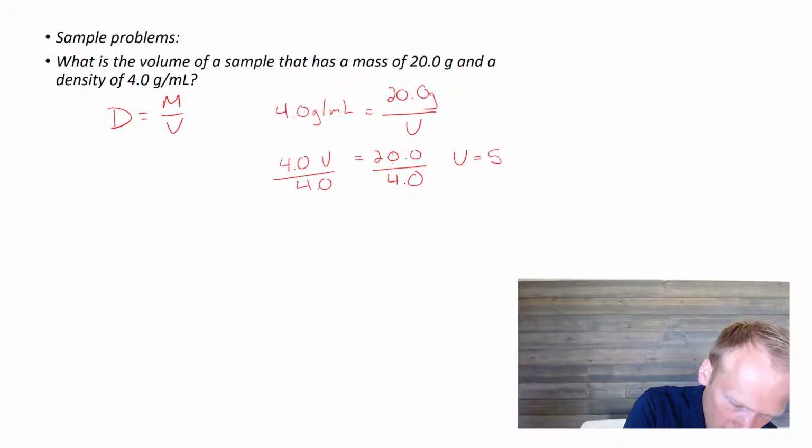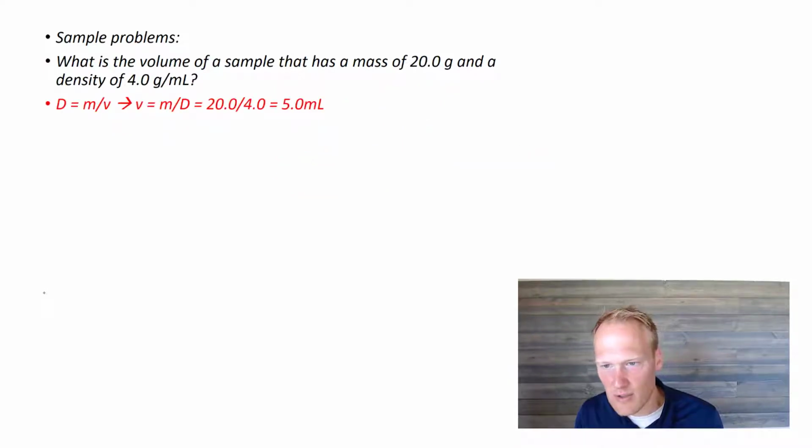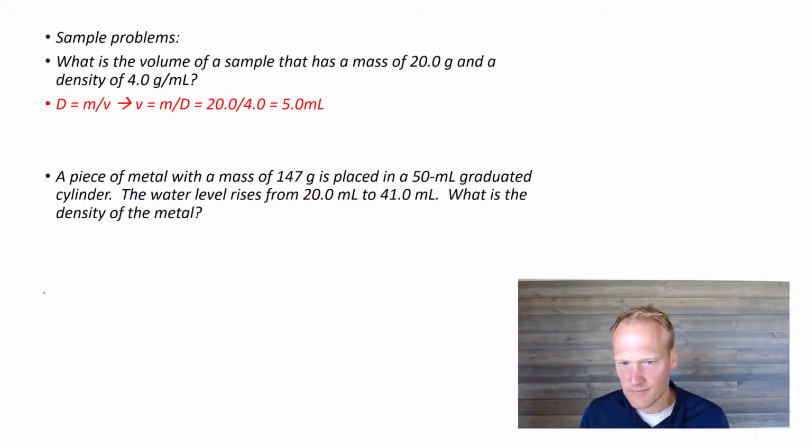All right, but if we look here, 4.0 has 2 sig figs and 20 has 3, so that means my answer should be 5.0, or 2 sig figs. Another way to do it would look like this. You could derive the volume before you put in the numbers.